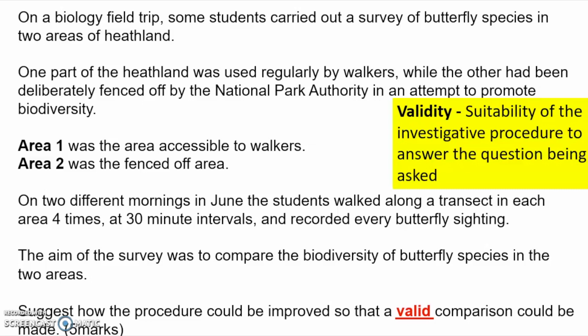So in order to improve the validity, we want more transects in different parts of area 1 and 2. You want to collect the actual data at different times of the year or day or throughout different weather conditions. You also need a method to ensure that individuals aren't counted again, and so you need to employ a method of capturing those individuals. And finally, you need to make sure that you're actually identifying those species correctly.